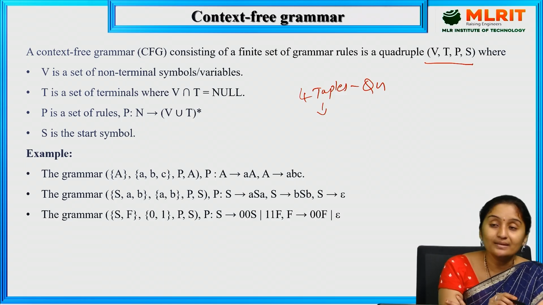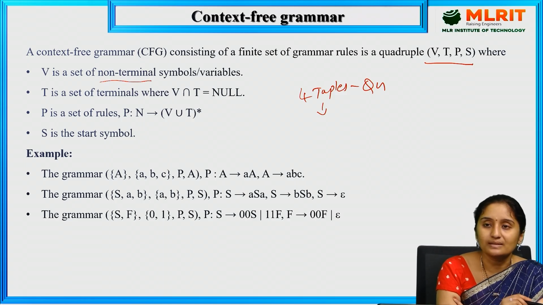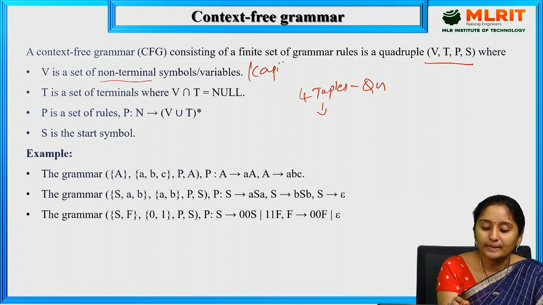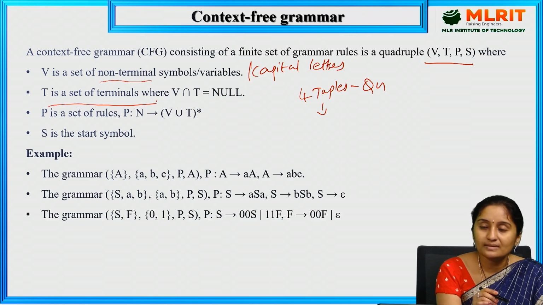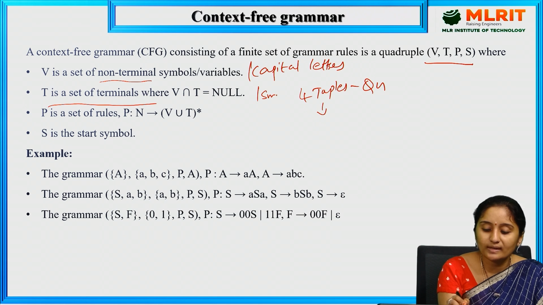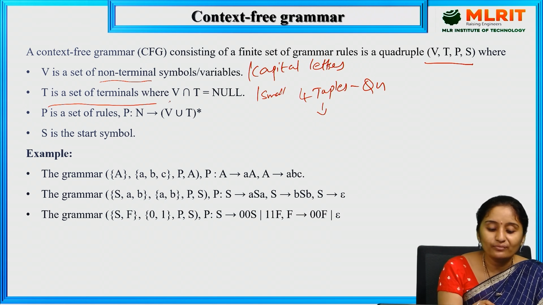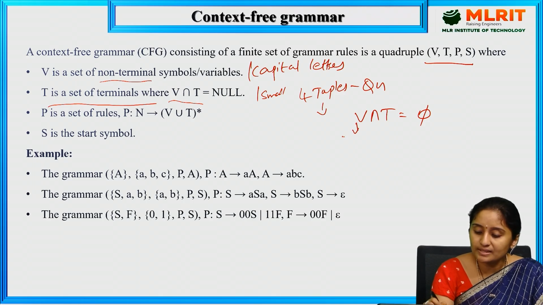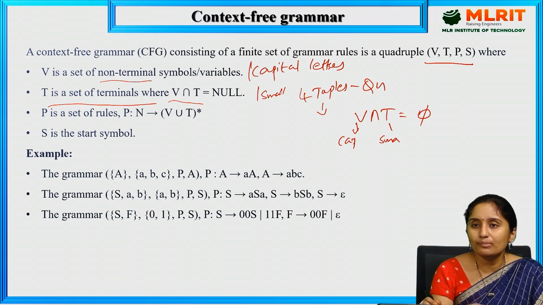V is the set of non-terminal symbols, or we can also call them variables, and these are written in capital letters. T is a set of terminals, written in small letters, nothing but lowercase letters, and V intersection T is equal to null, or phi. V consists of capital letters and T consists of small letters. There won't be any intersection between the terminals and the variables, so we get phi or null.